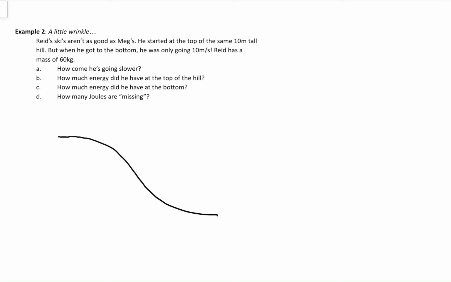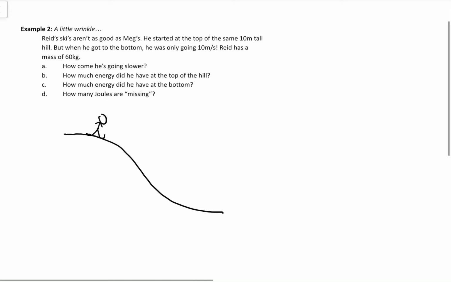So we got our ski hill, it's 10 meters tall. We got this kid standing up here, standing at rest at the top of the ski hill. And then eventually, here I'll switch colors, eventually, when they get to the bottom, they're going 10 meters per second.